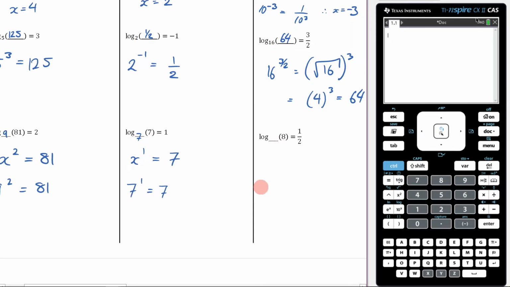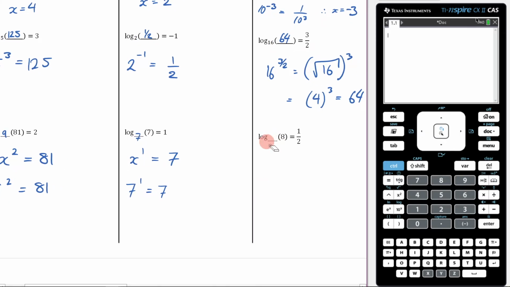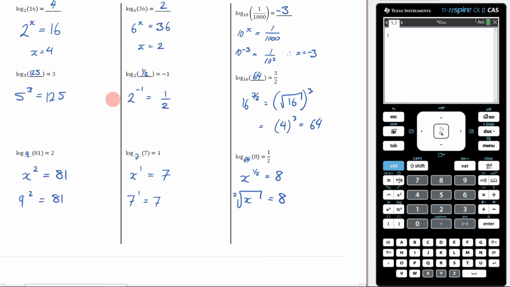And then the last one here, I don't know what that is, but I'm raising it to a half and I'm getting 8 out. Now, what on earth is happening here? Perhaps the best way to write this is as a square root, because that's the same thing. So the square root of what number is equal to 8? It's 64. So do you see how it's really handy to be able to go back and forth between different notation to get your answer? And if you do that, you'll be successful.